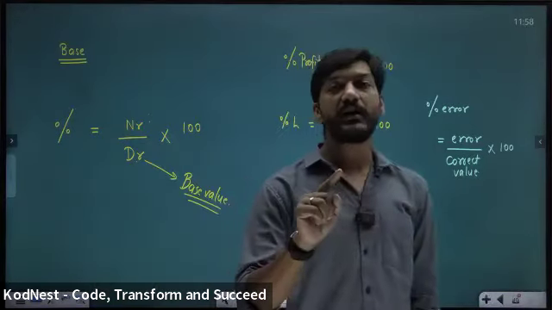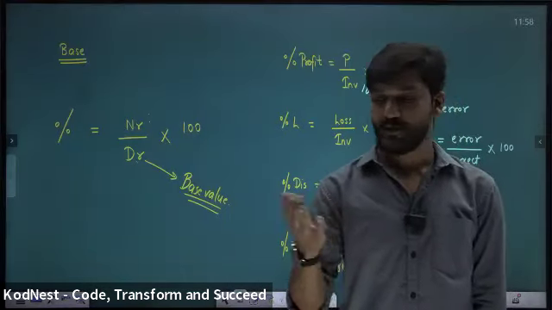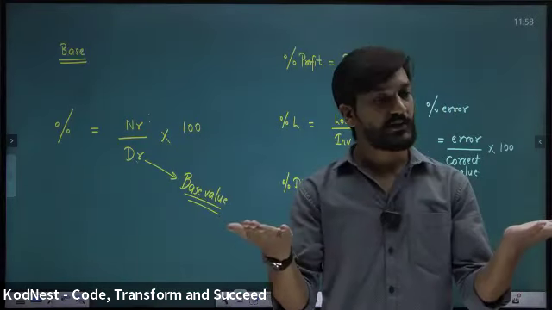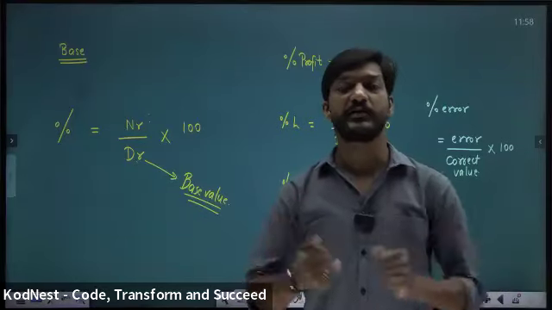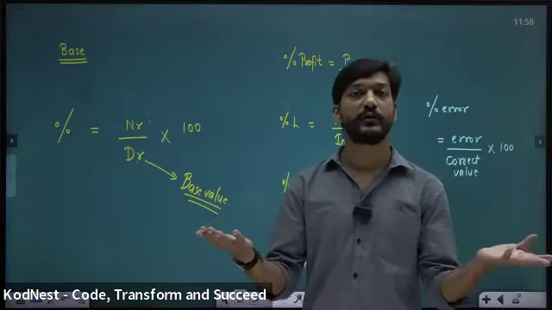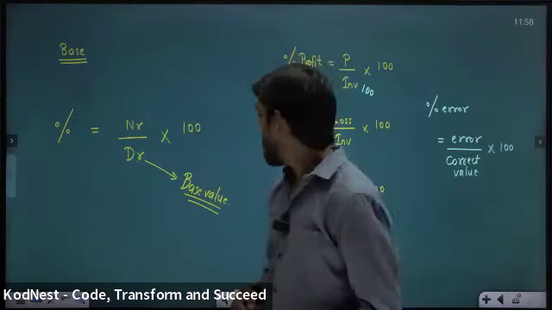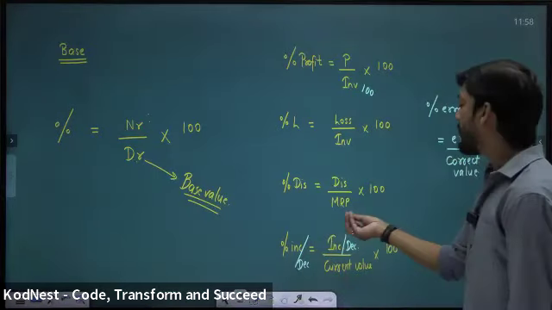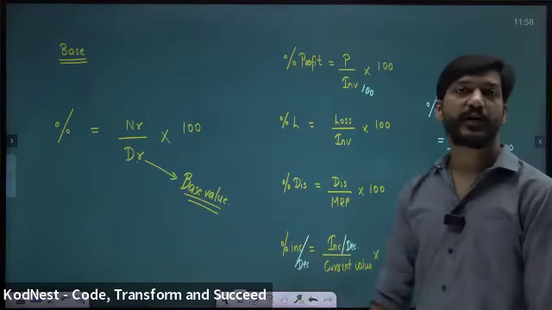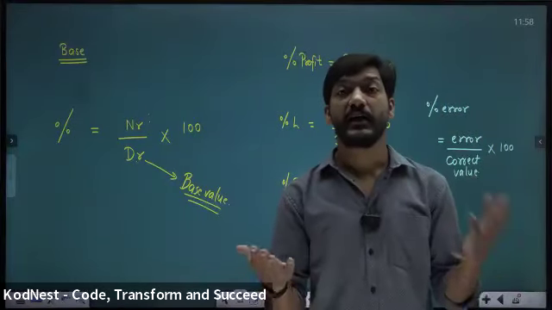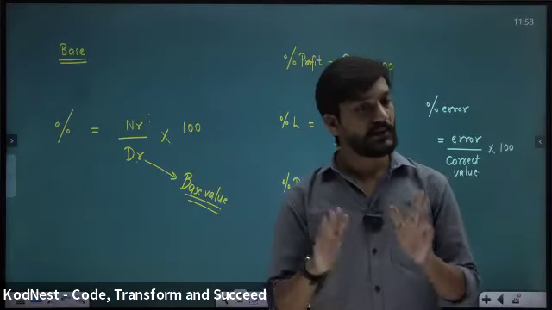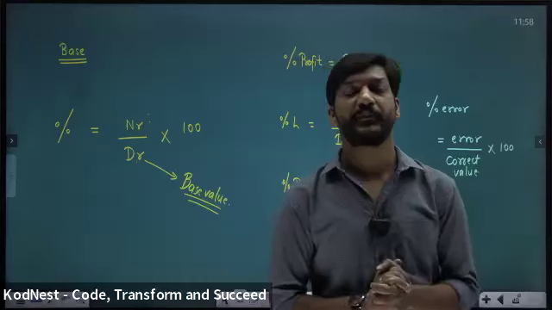Why 100 is the best value is because percentage marks and marks will be same. Percentage profit, profit will be same. Percentage loss, loss will be same. Percentage discount and discount in rupees will be same. Percentage increase and increase will be same. Percentage error and error value will be same. That is the importance of 100.